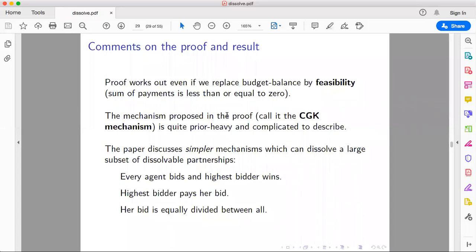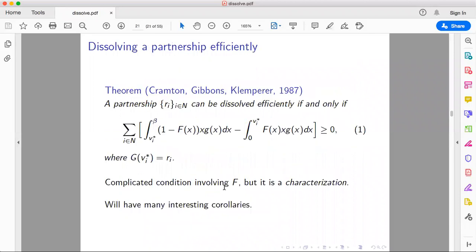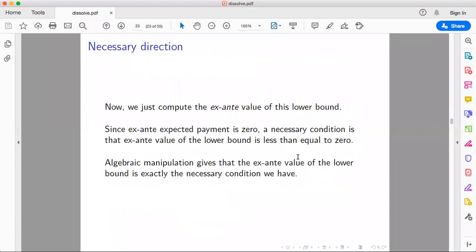The mechanism proposed in the proof is quite complicated. So we don't expect such mechanisms to be used in practice. If you look at the paper, for this particular reason, they propose simpler mechanisms which can dissolve every dissolvable partnership. Basically, there might be many partnerships which satisfy these inequalities. Amongst that, for some of those partnerships, a simpler mechanism may work.